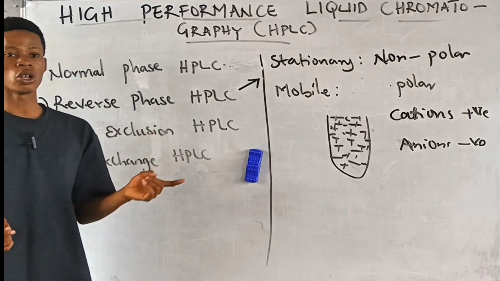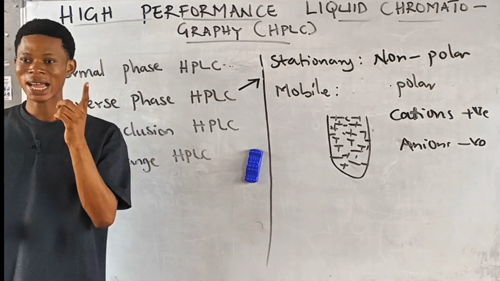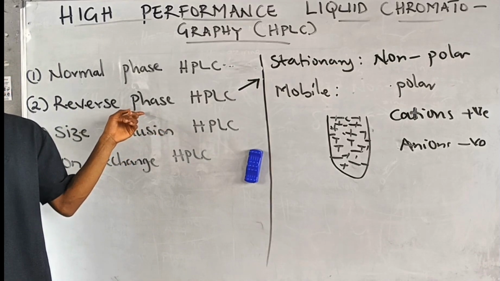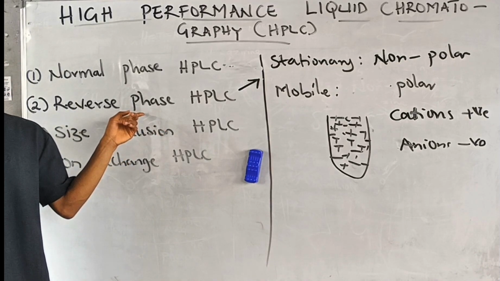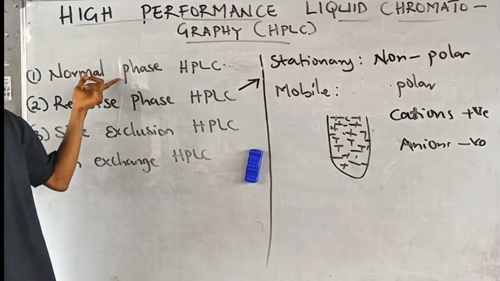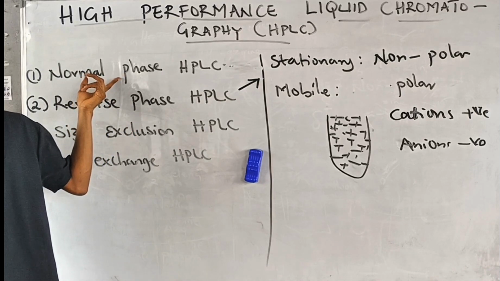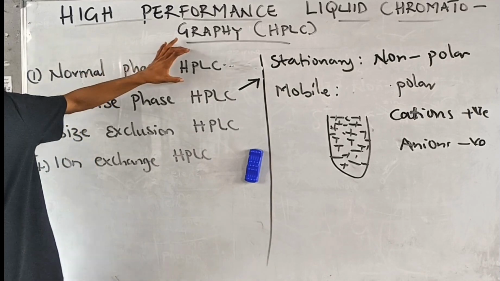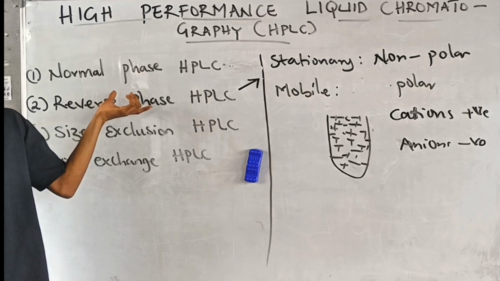Size exclusion HPLC separates based only on what? Size. Reverse phase, the stationary phase is non-polar, while the mobile phase is polar. While in normal phase, the stationary phase is polar. This one separates based on polarity. This one separates based on what?